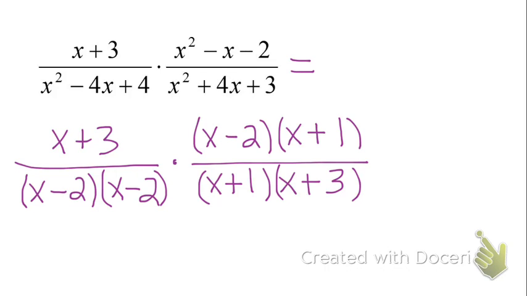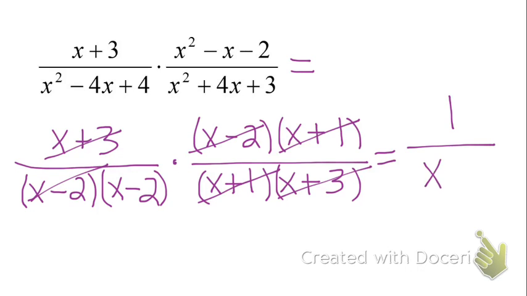Now we can cancel anything on the top and the bottom. So we've got x plus 1s can cancel, x plus 3s can cancel, and one of the x minus 2s. On the top we have nothing, so that's a 1. And then on the bottom we have x minus 2.